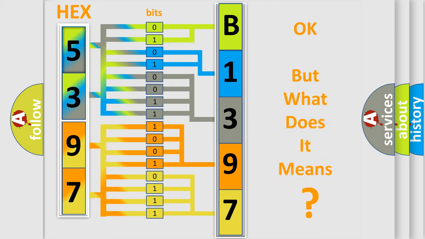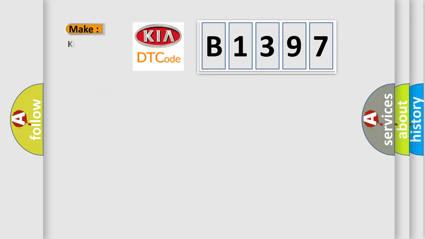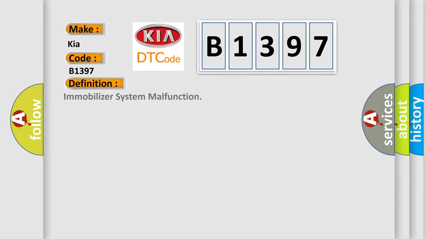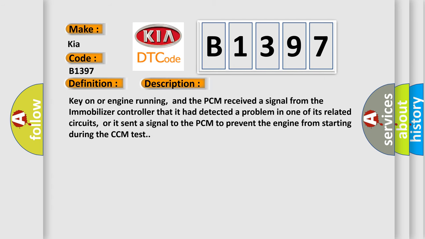The number itself does not make sense to us if we cannot assign information about what it actually expresses. So, what does the Diagnostic Trouble Code B1397 mean specifically for Kia car manufacturers? The basic definition is: immobilizer system malfunction.